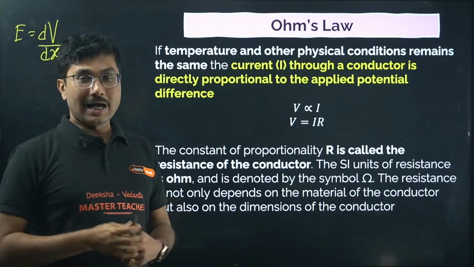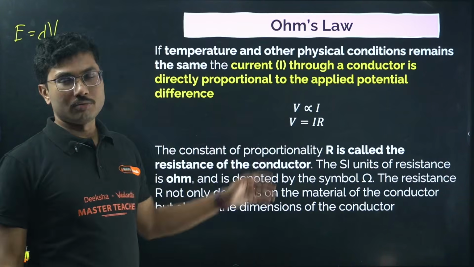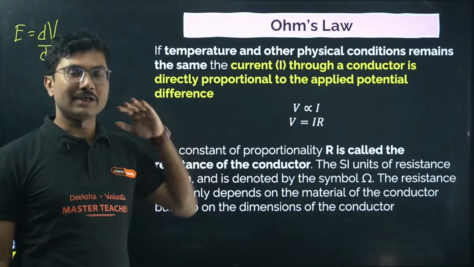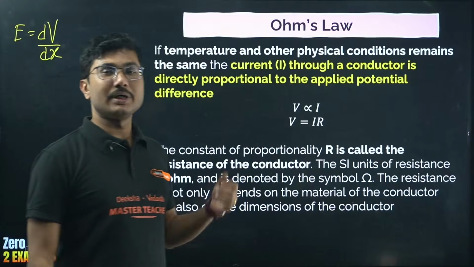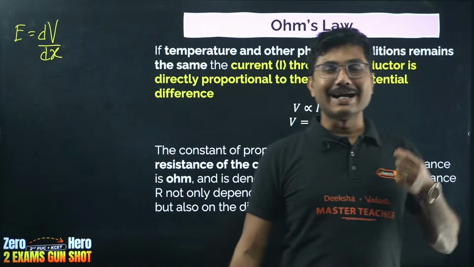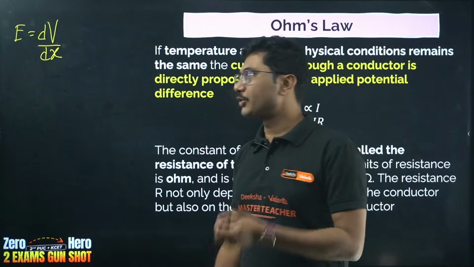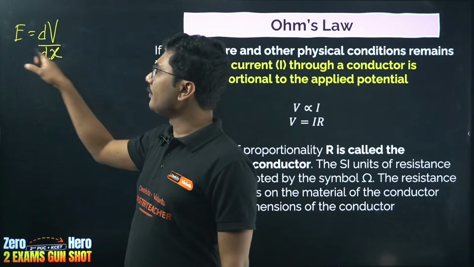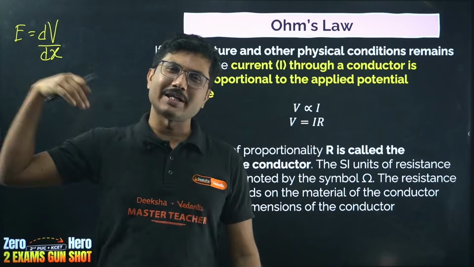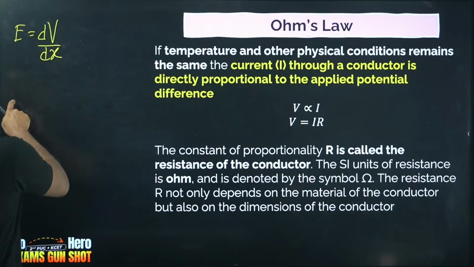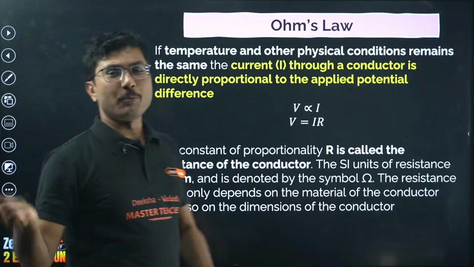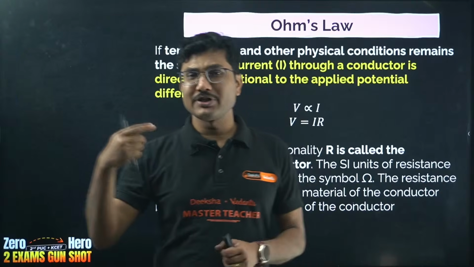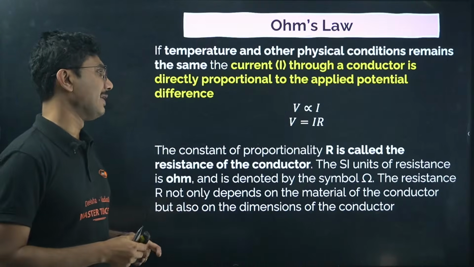Now here comes Ohm's law. Ohm's law is the most basic fundamental law of this chapter, and it talks about the relationship between the current flowing in a conductor and potential. It is very difficult for us to do integration and differentiation every time. So we need a more fundamental formula which relates potential difference and current directly.